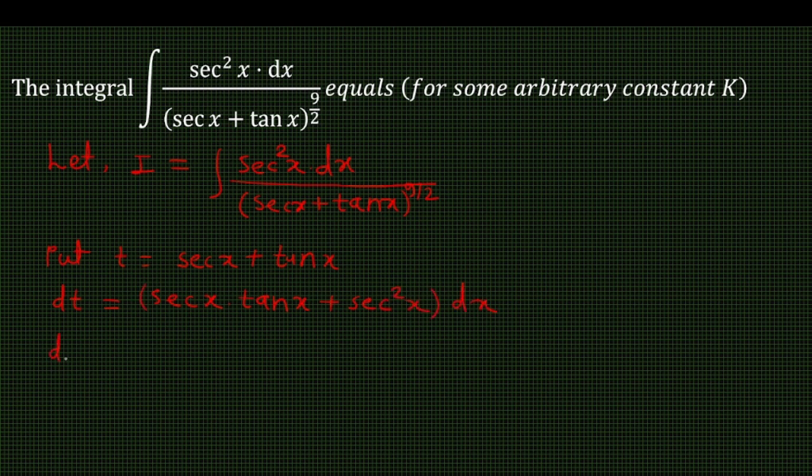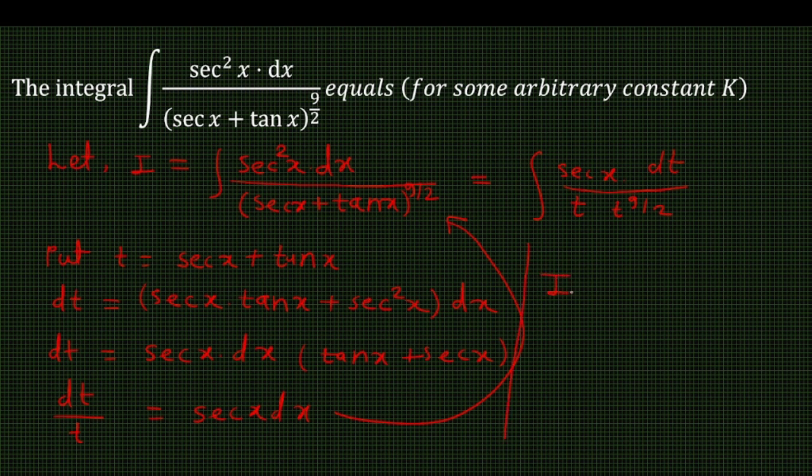Now in the next step, dt is equal to sec x, we would like to take common, then tan x plus sec x. Now this tan x plus sec x is t, so dt by t is equal to sec x into dx. I would like to put this in the original integration, and I is equal to integration sec x, and one sec x into dx is dt by t, and sec x plus tan x is t to the power 9 by 2. So I is equal to sec x into dt, in the denominator t to the power 11 by 2.